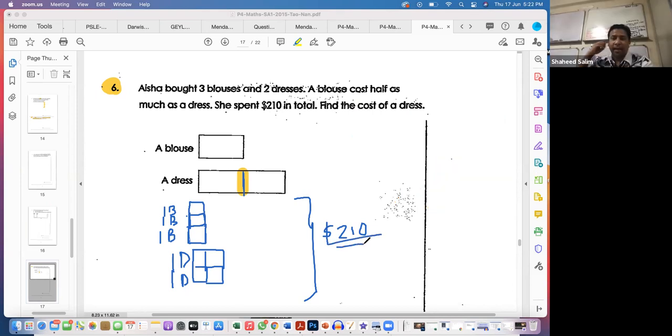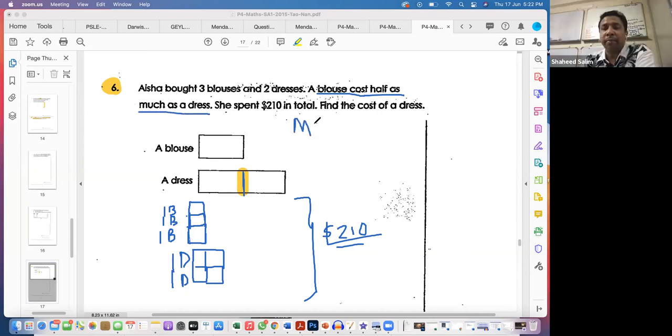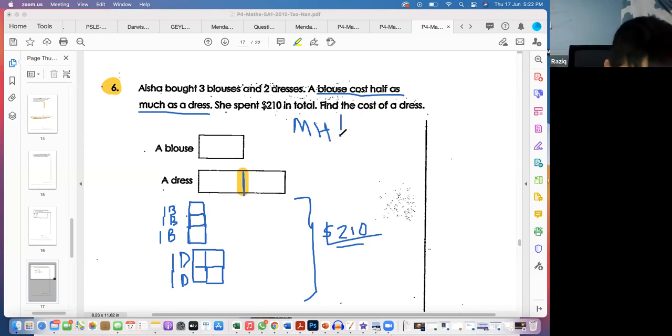Means what? Maths is hard. Okay, maths hard now. That we do step by step. We go step by step. This one you understand? A blouse costs half as much. What do you mean by math is hard? You should put M hard. Maths hard, I just say MH. It's not math hard. Okay, never mind.